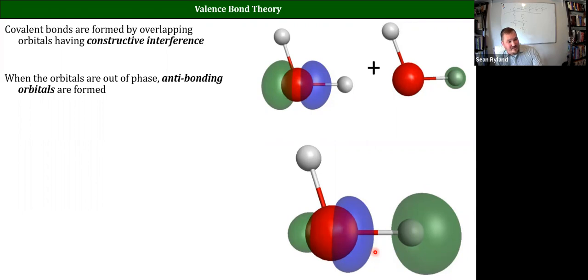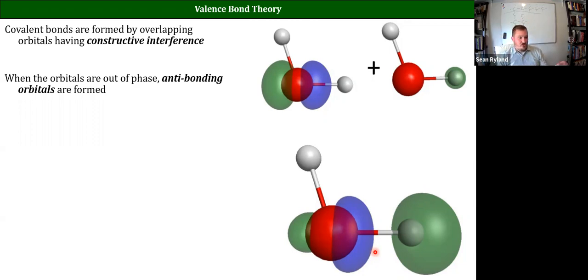If their phases don't match up, and this is a concept we're going to store for later, and I'll bring it up again later when it's relevant. It's not all that relevant immediately. But if you bring these orbitals up and their colors, their phases don't match up, then instead of having constructive interference, you have destructive interference, where they're canceling each other out. So this would be like a wave peak running into a wave trough. And when you put them together, they average out to nothing.